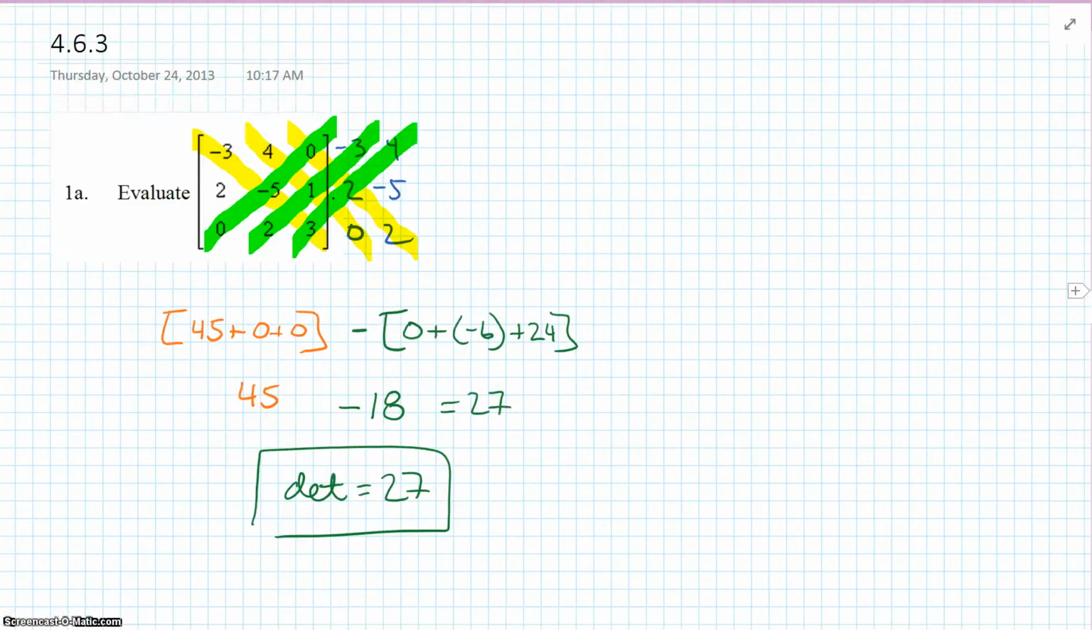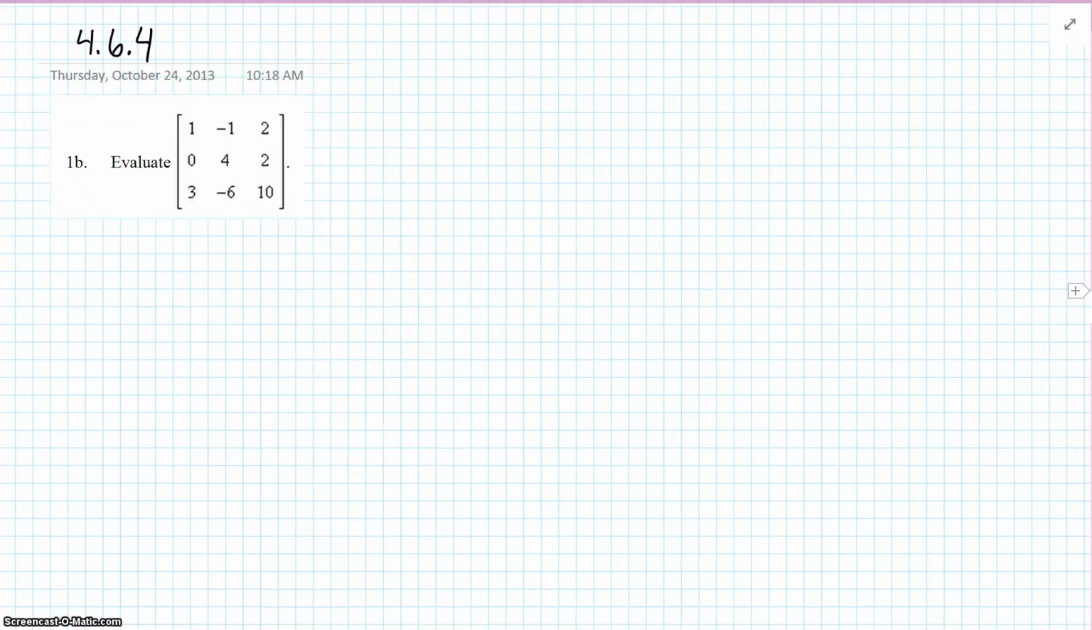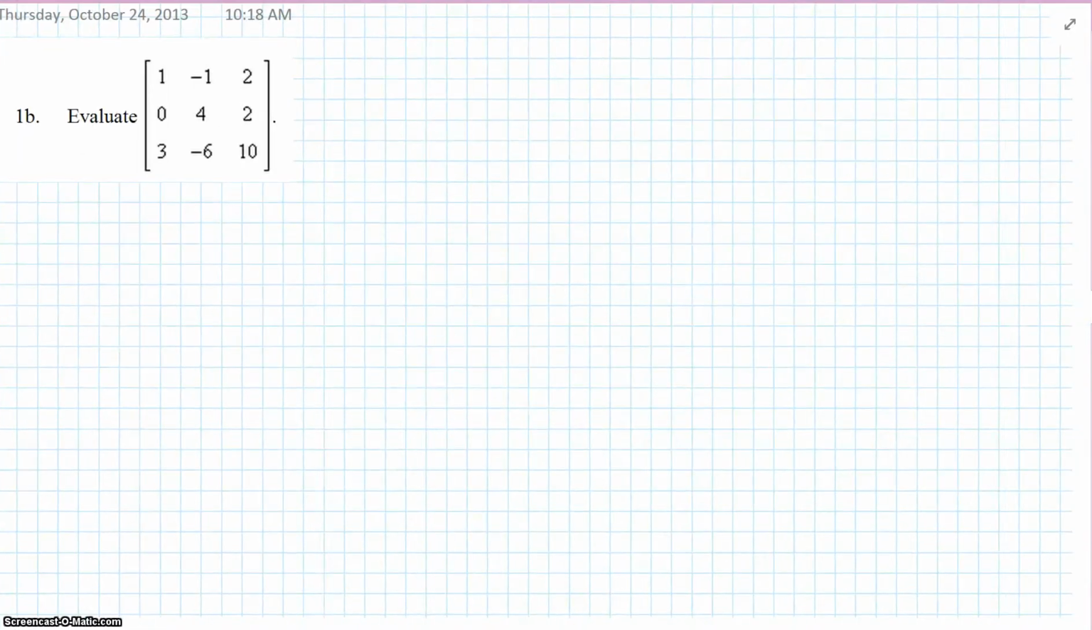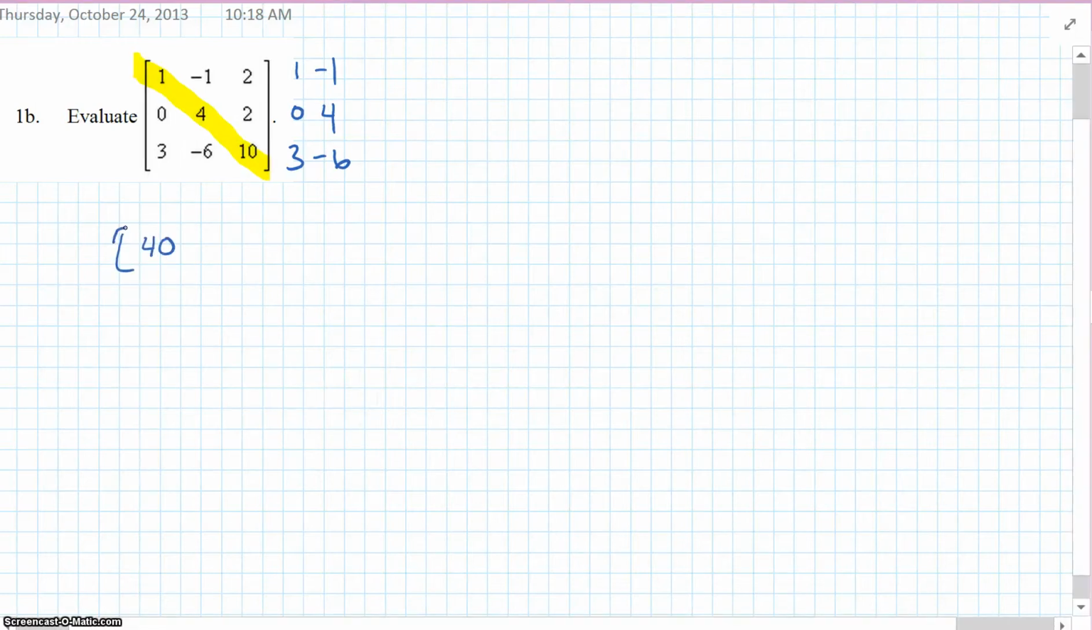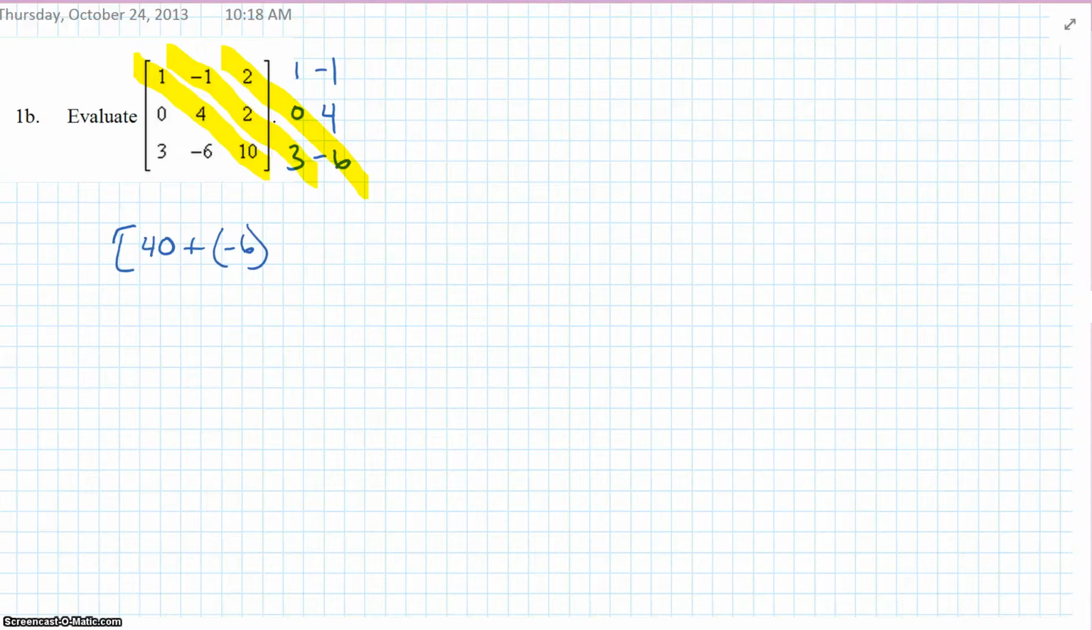If you think you got it, here's what I want you to do. I want you to pause it here and try this on your own, and then double check the work. Okay, here we go. Step 1. Rewrite the first two columns. And again, this is just to find the determinant. We're going to take the product of the diagonals. So that's 40 plus, take the product of that diagonal, negative 1 times 2 times 3 is negative 6. And you don't have to put parentheses around it if you don't want. 2 times 0 times negative 6. So that is just going to be 34.